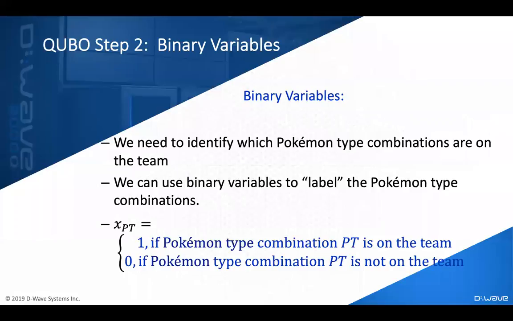What are the binary variables? They're easy in this problem. In general, it's not so easy. I like to think of it kind of as an art to come up with a good choice of variables. In this case, we just need to know if each Pokemon type combination PT is on the team or not. So we're going to do that by saying that X sub PT is 1 if the combination is on the team and 0 if it's not.